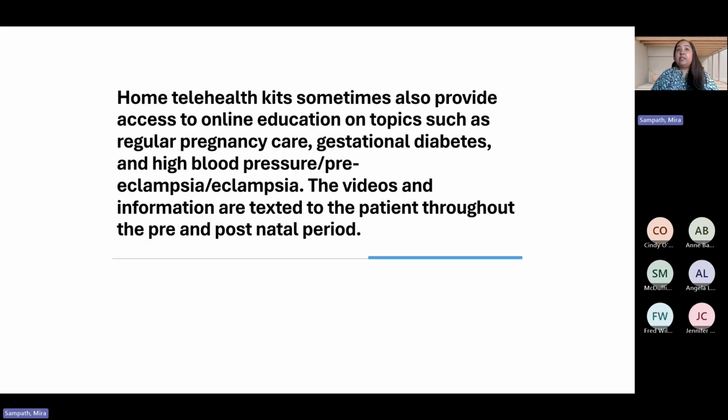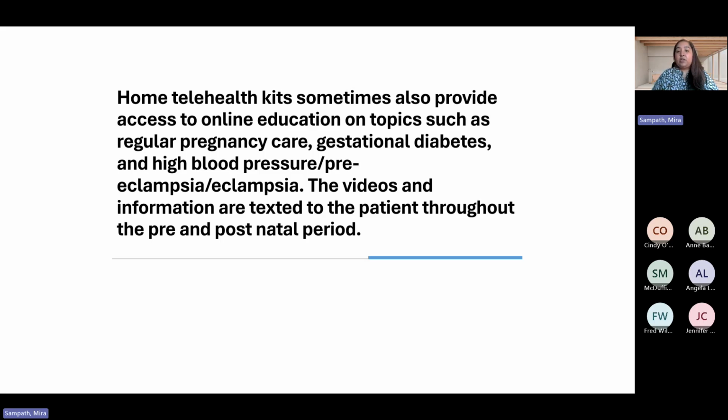So home telehealth kits sometimes also provide access to online education on topics such as regular pregnancy care, gestational diabetes, and high blood pressure or preeclampsia. The videos and information are texted to the patient throughout the pre and postnatal period. This is also something I think that has been tied into patient portals as well nowadays. So depending on what diagnoses are logged in your chart, oftentimes patients will receive educational videos if they opt in, obviously.